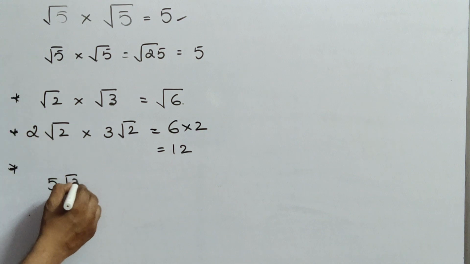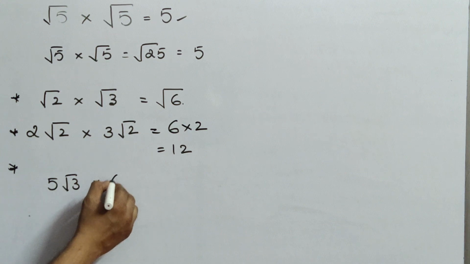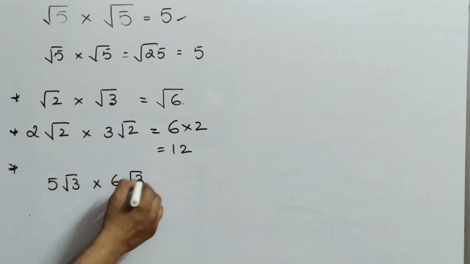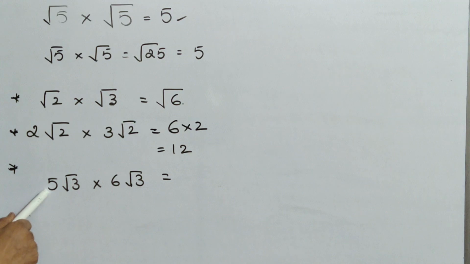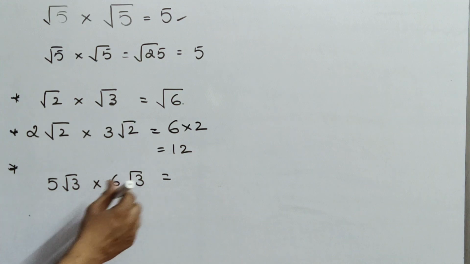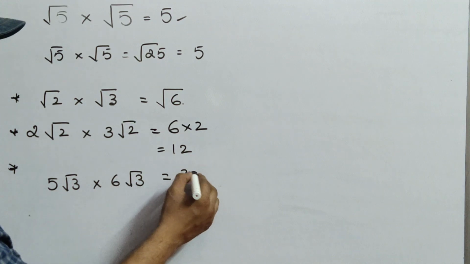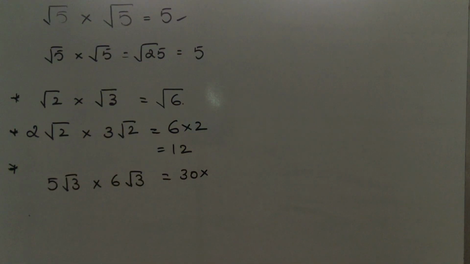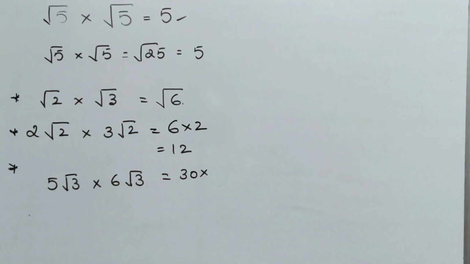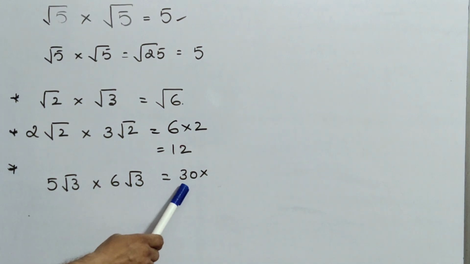5 root 3 into 6 root 3. First multiply these two. 5 into 6. Okay children, now see here. 5 into 6: first you have to multiply 5 into 6, which is 30.